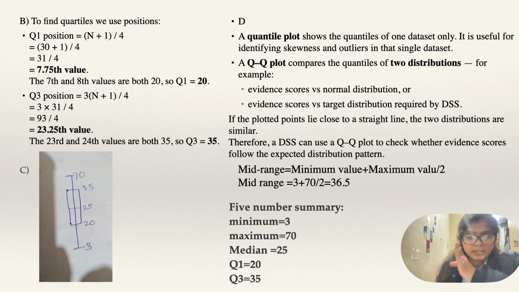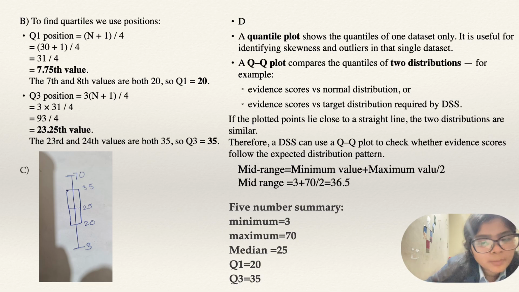Here we have divided the data set into 4 parts, and the value of Q1 is 20. For Q3, it will be 3 times (n plus 1) divided by 4, and we need to find the 23.25th value. The 23rd and 24th values are both 35, so Q3 will be 35. For the box plot, we calculate the mid-range as the sum of the minimum value and the maximum value divided by 2. So here the mid-range is found to be 36.5.